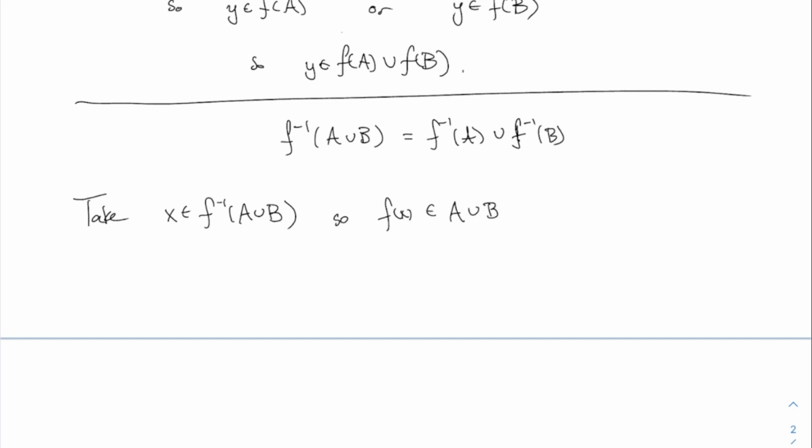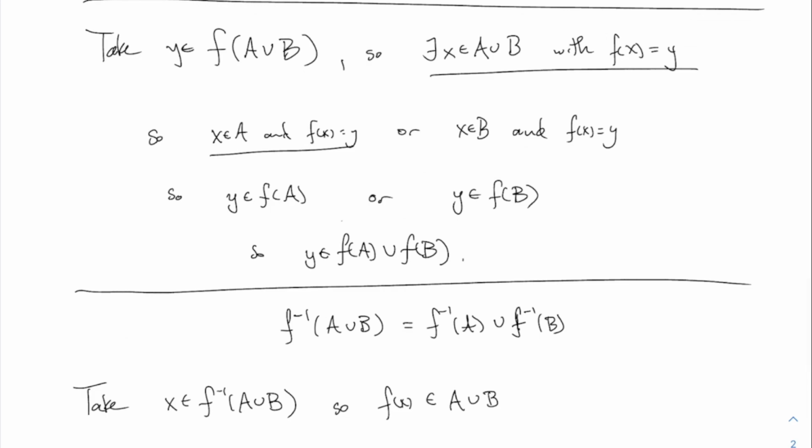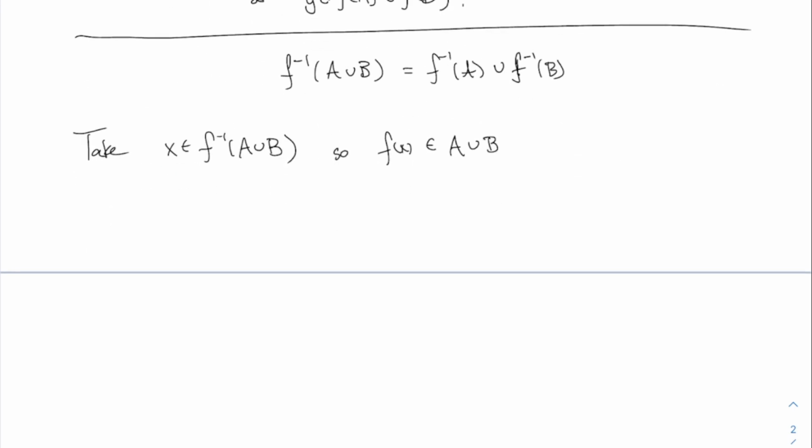This is why the pre-image is easier to deal with than the ordinary image, because with the ordinary image you had to break this into a statement about there existing one thing with something else. It's a lot simpler to make sense of what the pre-image is, provided you remember what it means. When I say x is in the pre-image of a set, it means f of x is in that set. All right?